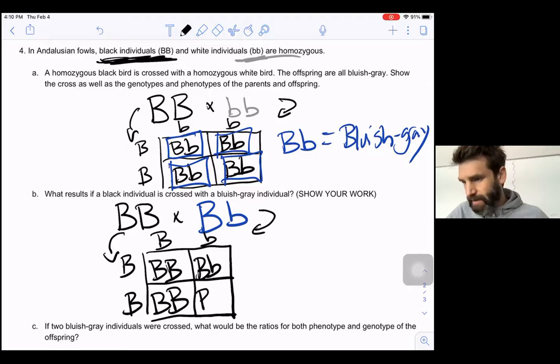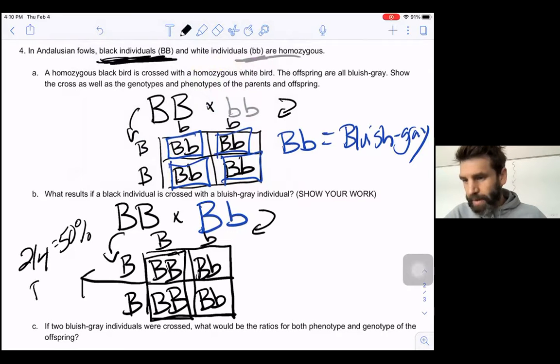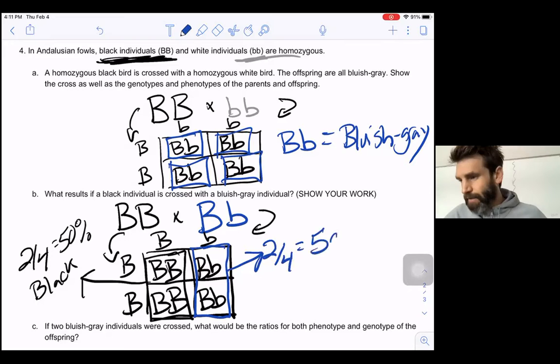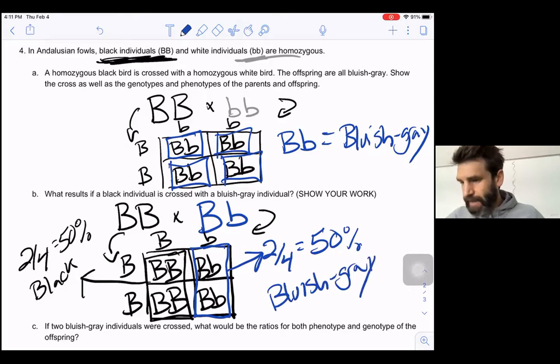And what we see is two out of four, or 50%, will be black. And we see these two heterozygotes here. So 2 out of 4, 50% will be bluish gray. Okay?